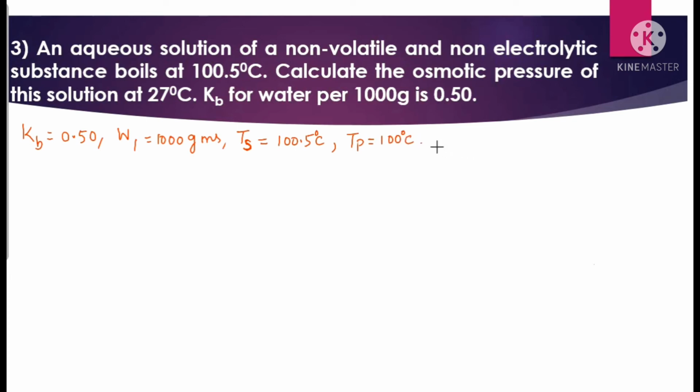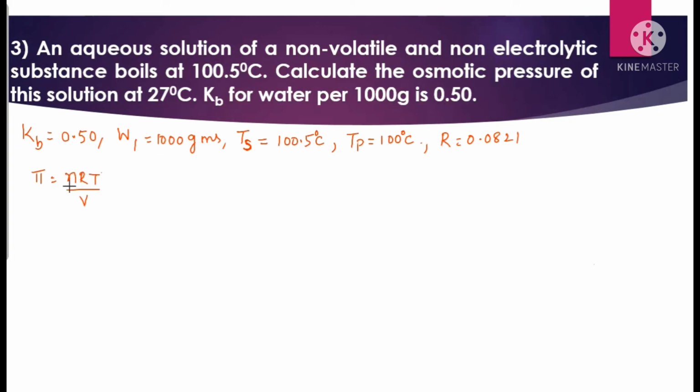Now we shall do the problem. Let us write the formula first. You are asked to calculate osmotic pressure. So the formula is pi is equal to nRT by V. You check what is given here. The R value is known, R is equal to 0.0821. We do not know V, we do not know n. Temperature is given, 27 degrees centigrade. But n we do not know, so that should be calculated.